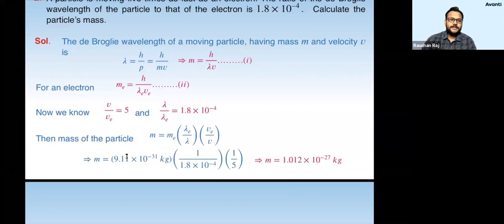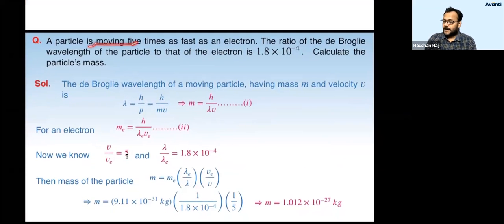1.012 into 10 to the power minus 27. That is correct. Aditi, you got it. Spot on. Very good. So, yes, this is the correct answer. कैसे निकालना है बच्चा लोग? So, for an electron, we know this relation, right? Lambda is equal to h by mv. Since in the question velocity has been related, mass has to be found out, ratio of wavelength is given to you. So you have to use this formula.